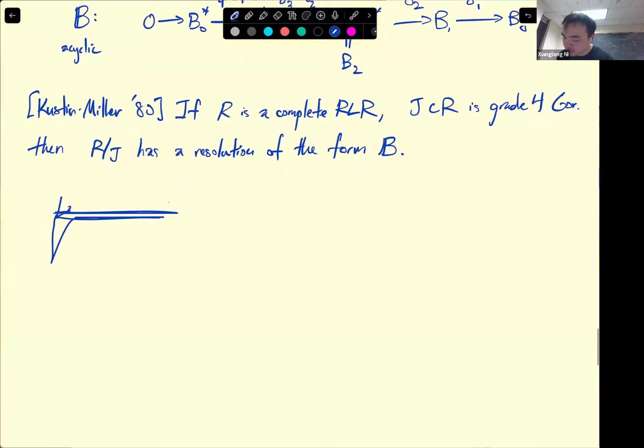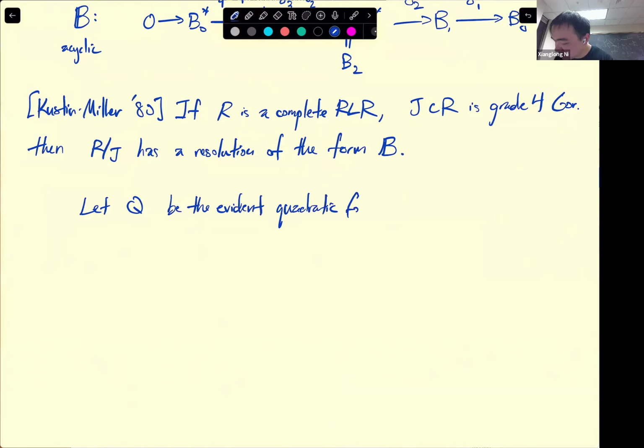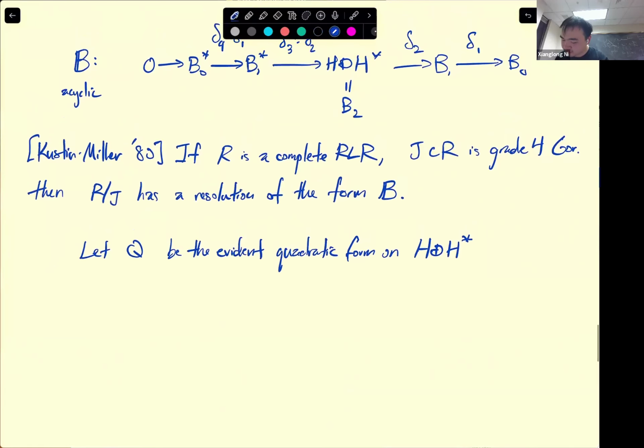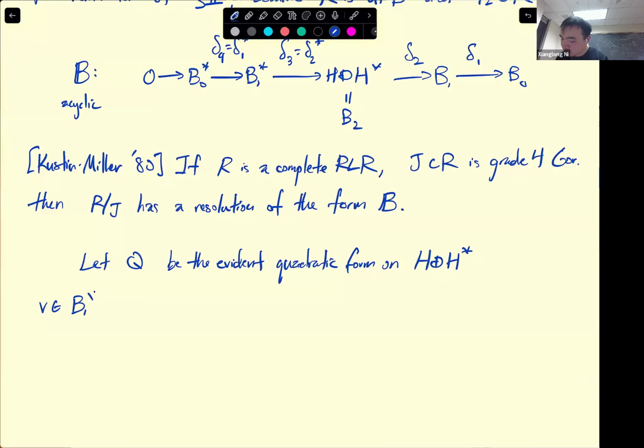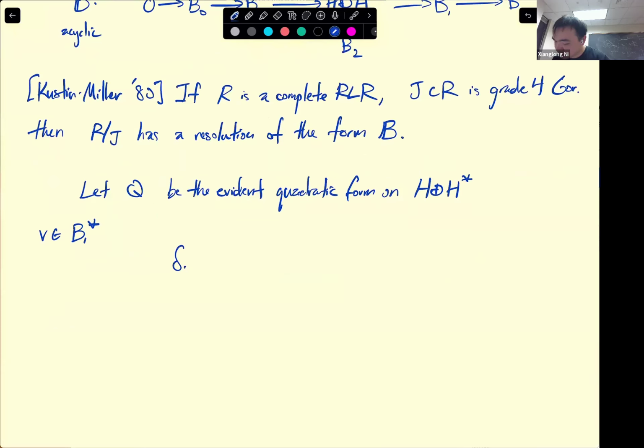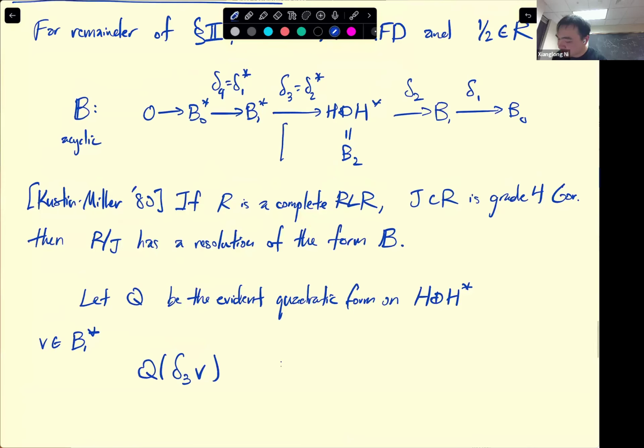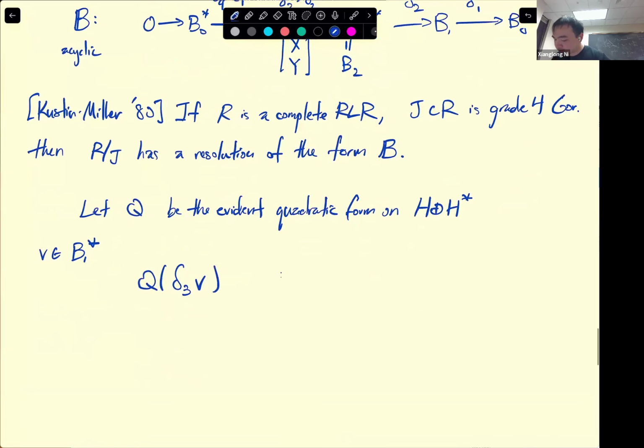So let Q be the evident quadratic form on H plus H dual, just given by the pairing of the two factors. Let's see what happens if V is an element of B1 dual, and I apply delta 3 to V and then evaluate Q on this. Let's say this is a block matrix with X being the part that maps to H and Y being the part that maps to H dual. Then I can explicitly compute this.